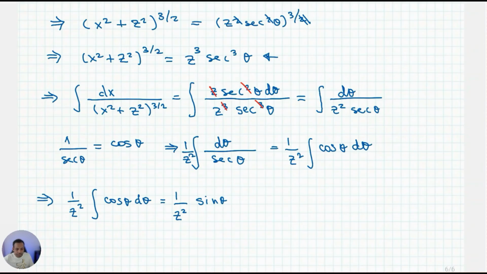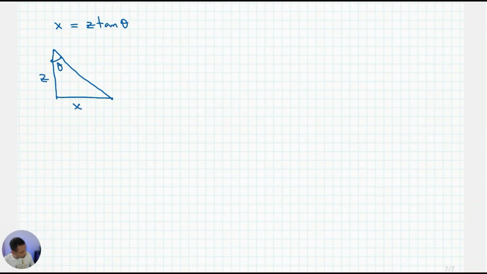Now we return to the original variable. We remember that the original variable is x equal to z tangent of theta, right? And do you remember that we had a right triangle? I am drawing it real quick. So this expression comes from here, okay?